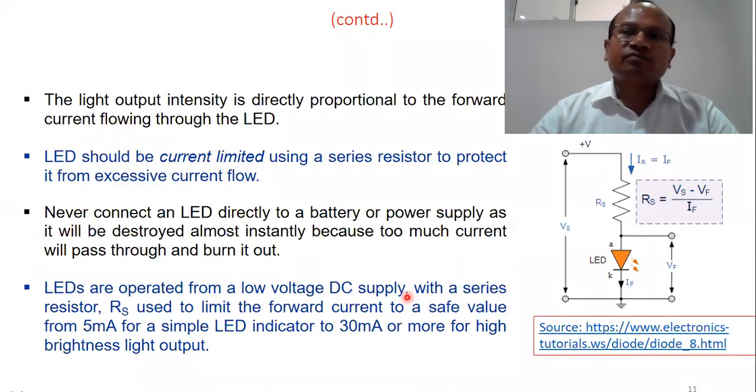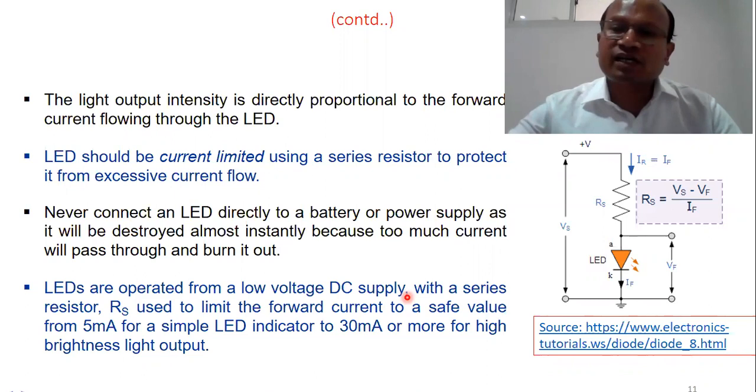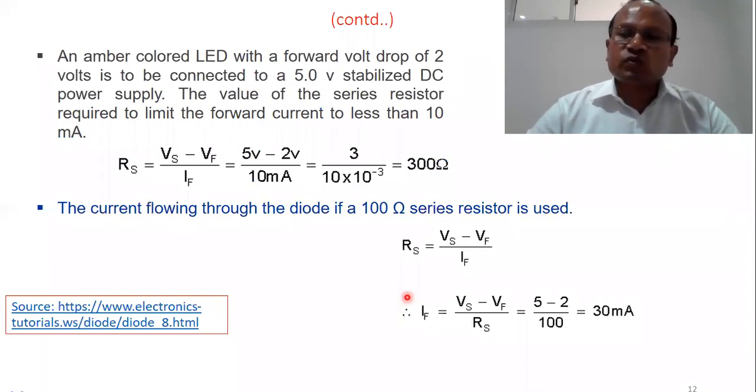Lesser is the current, lesser will be the brightness. More is the current, more is the brightness. So more is the current means lesser is the series resistance, and more is the current, more will be the brightness. All right. And this is one example.